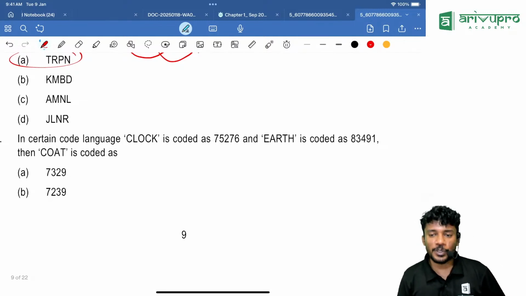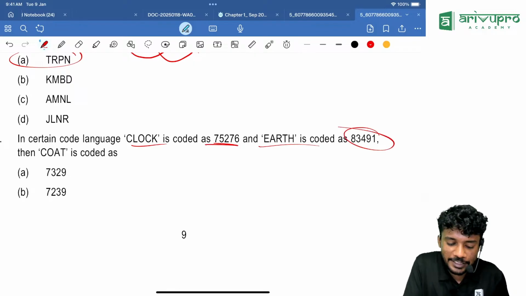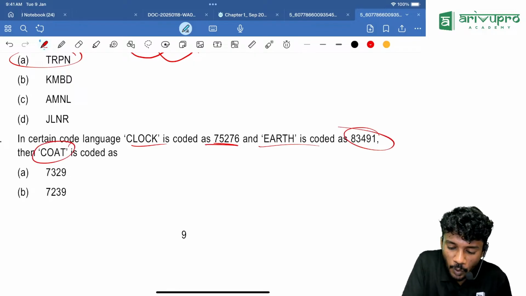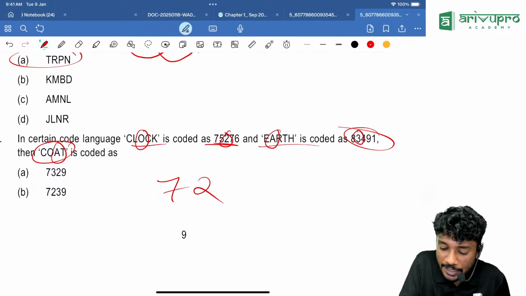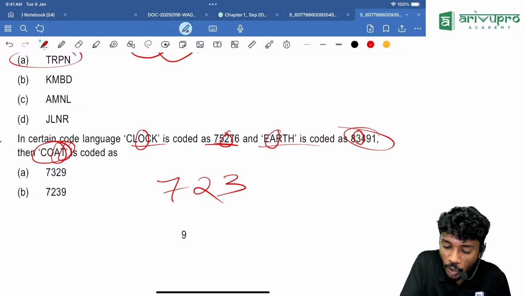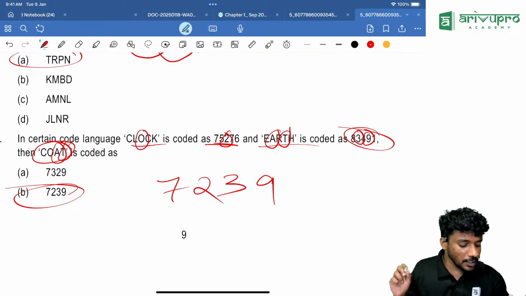Another previous year question. Clock is coded as this much. Earth is coded as this much. Then cot is. C is what? 7. O is what? O is 2. Then A is what? A is taken from here. That is 3. Then T is what? T is taken from here. That is 9. 7, 2, 3, 9. Option B is our answer.